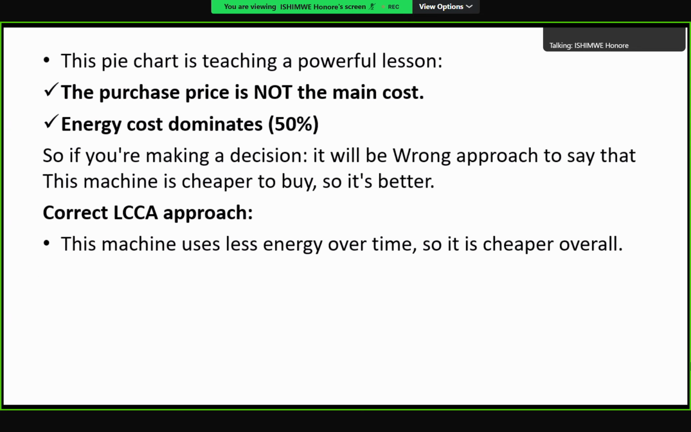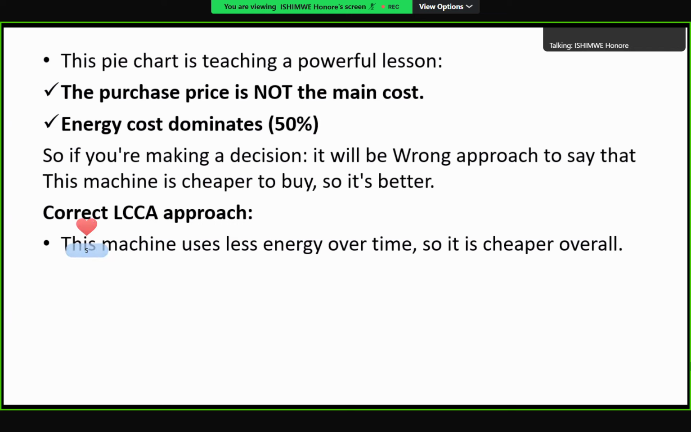Now, this pie chart is teaching us a powerful lesson in terms of life cycle costing. The purchase price is not the main cost. The production cost is not the main cost of the product. Okay? If we say the cost per unit is this, no, that is not the main cost when we are looking at the life cycle. Energy cost, you see, is dominating as it has 50%.